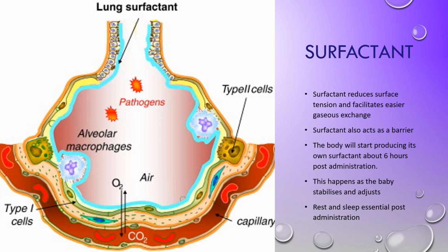Surfactant also acts as a barrier, so it's there to also prevent infection. The body will start producing its own surfactant at about 6 hours post-administration. So once that lung settles down and the baby settles down, now the baby starts producing its surfactant. Rest and sleep are essential post-administration.